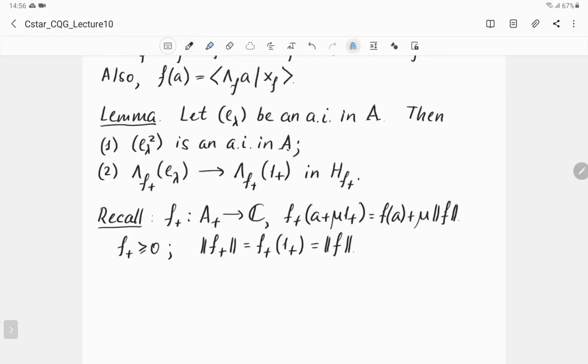So the second part of our lemma shows that, of course, e lambda doesn't converge to the identity unless A is unital. But after we pass to the Hilbert space for our generic representation, then the image of e lambda converges to the image of the identity. Okay, let's now prove the lemma.